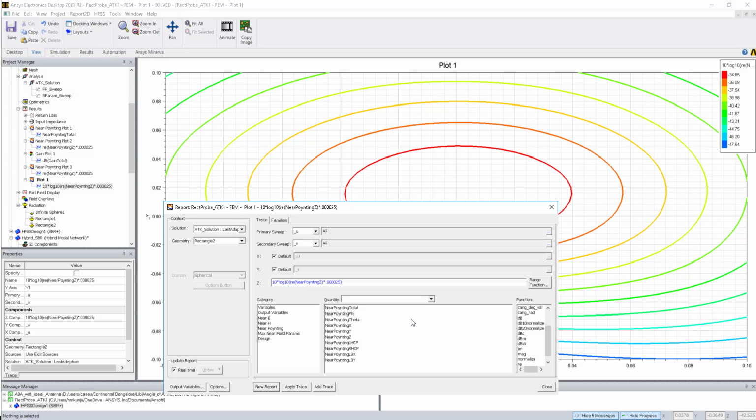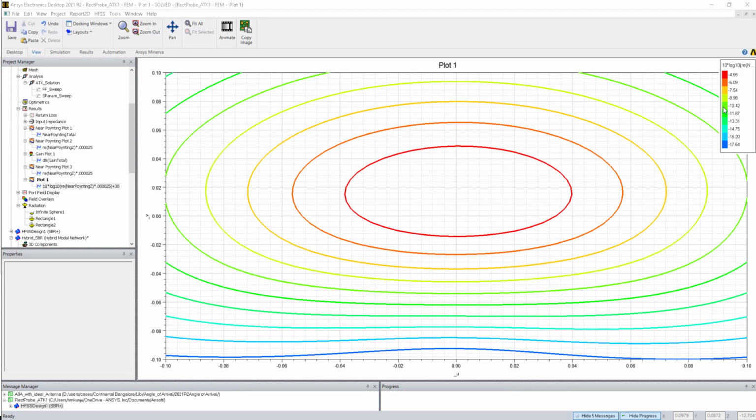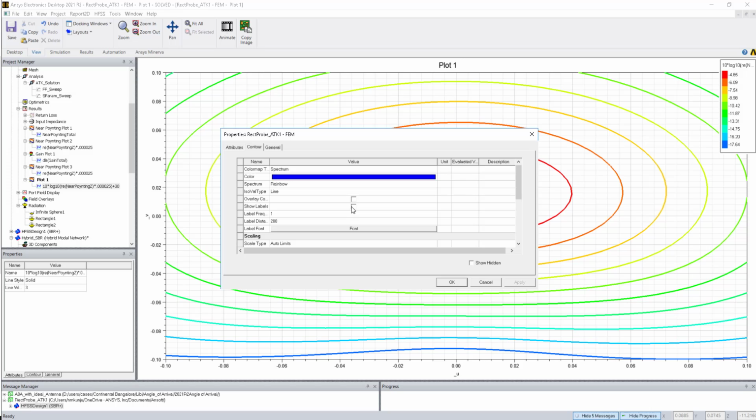Now consider one more thing. Most people consider it in terms of dBm, in milliwatts. It's very easy to convert: just add 30 on top of it and click apply trace. Now the value you are seeing is power in terms of dBm. So you are getting minus 4 dBm power somewhere here. And if you want to see a little finer detail, you can enable this and click OK.